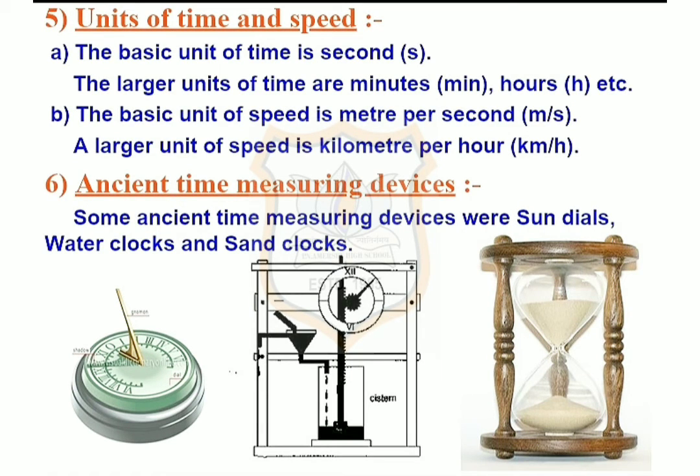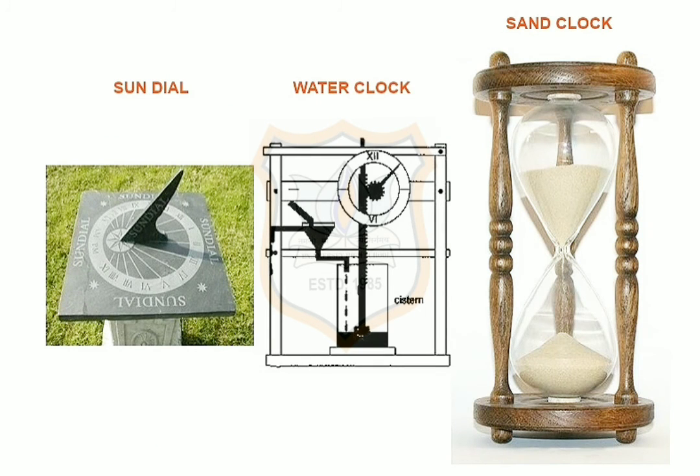Some ancient time measuring devices were sundials, water clocks and sand clocks. Many time measuring devices were used in different parts of the world before the pendulum clocks became popular. Sundials, water clocks and sand clocks are some examples of such devices. Different designs of these devices were developed in different parts of the world.